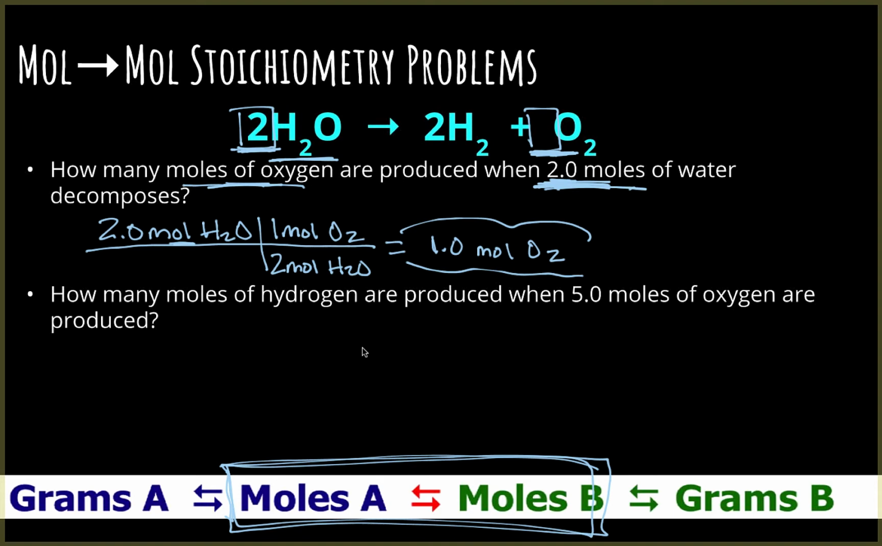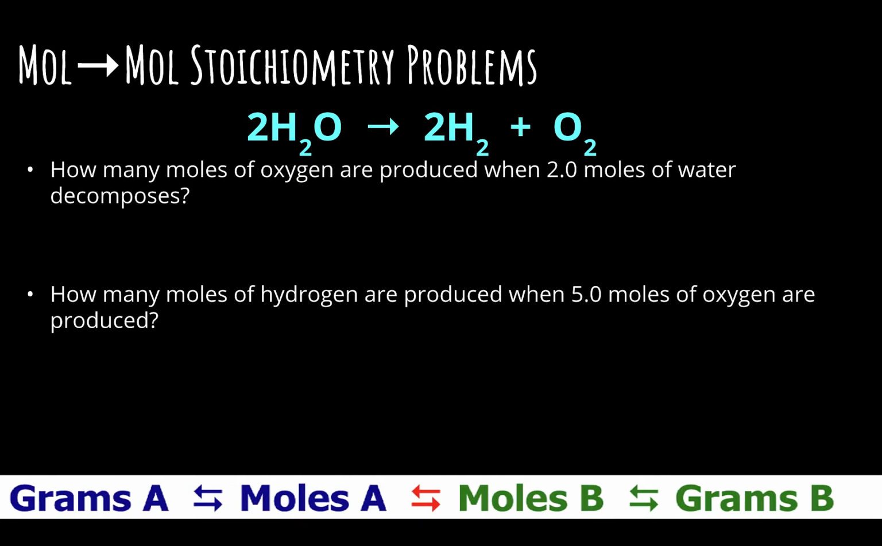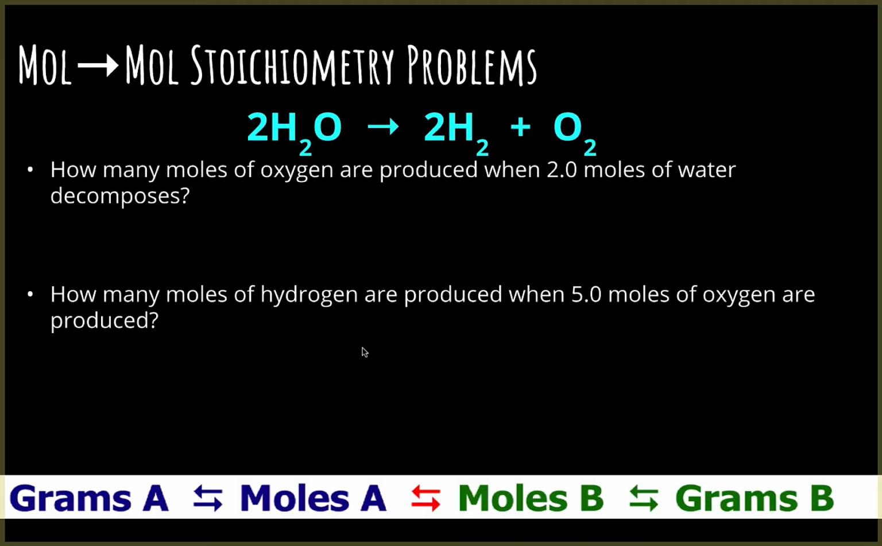Okay, let's try another one. And I'm going to erase what I already have here so that we can use that same equation again. Okay, this time, how many moles of hydrogen are produced when 5 moles of oxygen are produced? Okay, again, notice it doesn't have to be a reactant and a product. It can be 2 reactants, it can be 2 products. All we're looking for is the relationship between 2 things in the balanced equation.